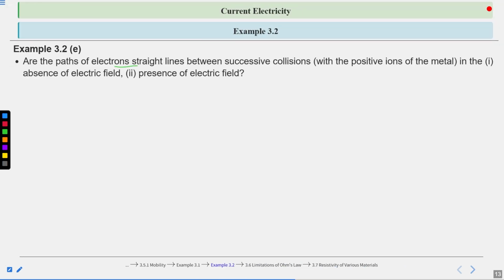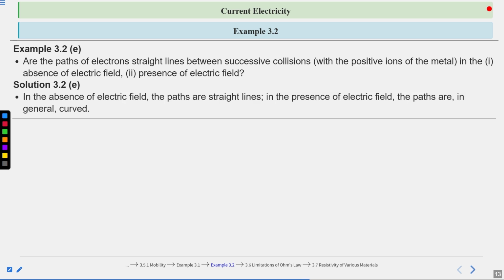Are the paths of an electron between successive collisions a straight line? Are the paths of an electron between two successive collisions with the positive ions of the metal a straight line in two cases, in the absence of an electric field or in the presence of an electric field? In the absence of an electric field, electrons possess thermal speeds, so their path is a straight line. But is it a straight line in the presence of an electric field? The solution is: in the absence of an electric field, paths are straight lines. In the presence of an electric field, paths are in general curved.